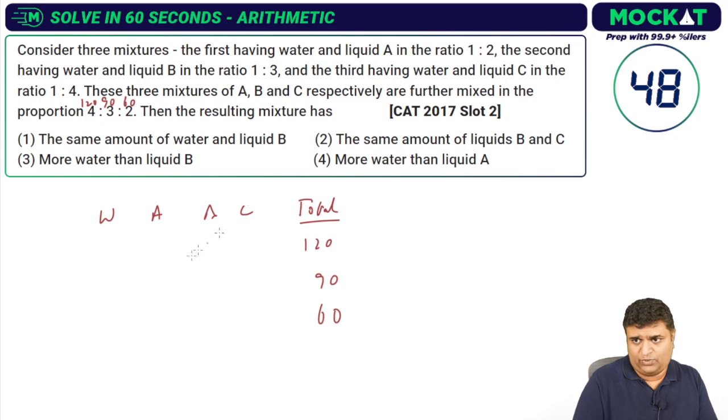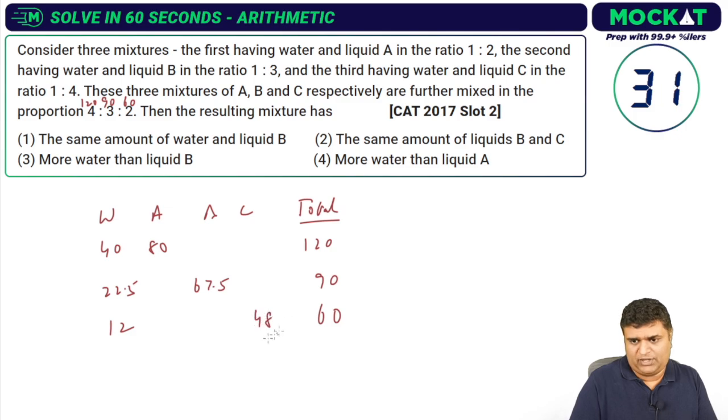For the three of them, 120 in the ratio of 1:2, that's going to be 40 and 80, okay? 90 over here in the ratio of 1:3. It's not perfectly divisible, 4 parts is, you divide, you get 22.5. The rest is 67.5. 1:4 over here, and that's going to be a 12 and a 48.